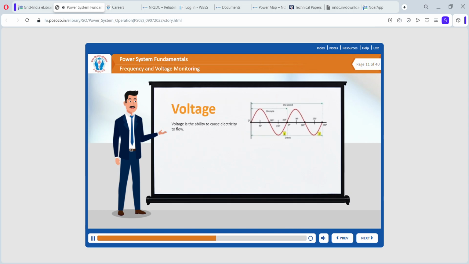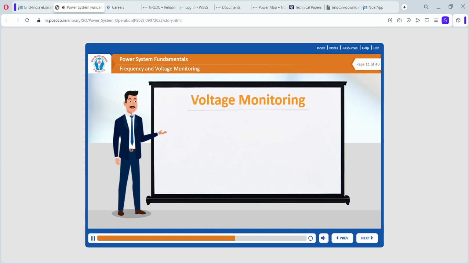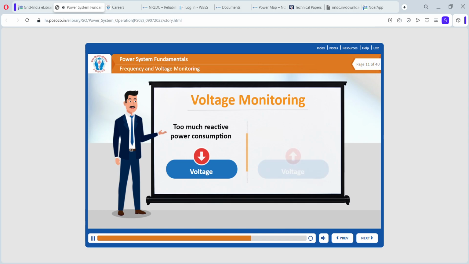Similarly, voltage describes the pressure that pushes electricity. The amount of voltage is indicated by a unit known as the volt or V, and higher voltages cause more electricity to flow to an electronic device. When reactive power consumption increases at any particular node, voltage will reduce and vice versa. Operators are to take action to increase reactive power injection or reduce reactive power consumption at that node. Reverse action is to be taken when voltage increases at any node.